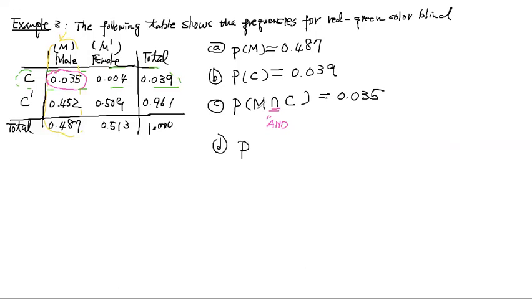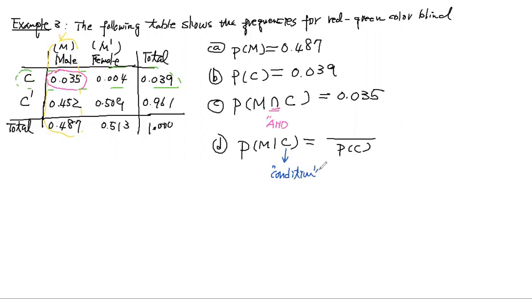Now let's take a look at this one. The probability of male given C. What does that mean? That means I know this person is colorblind. Given the person is colorblind, what is the chance of being male, right? So we use conditional probability. You put in the condition. Here, the colorblind is my condition.